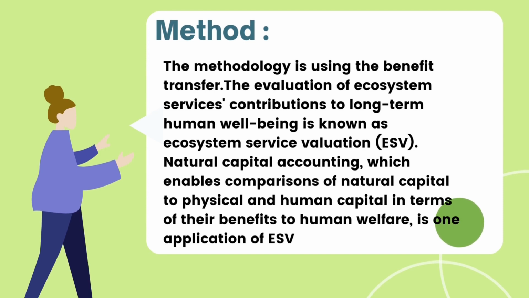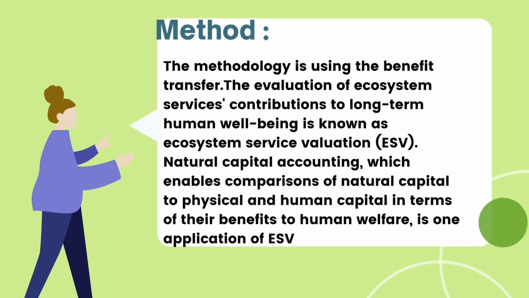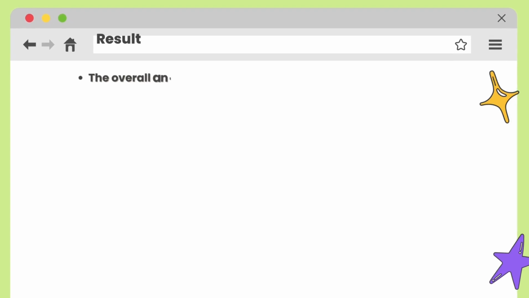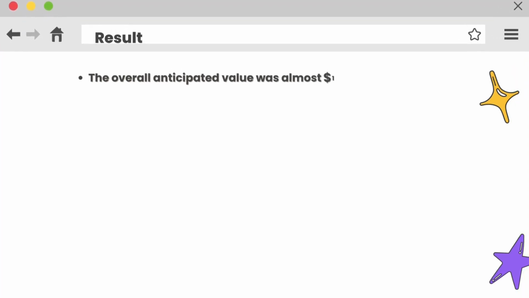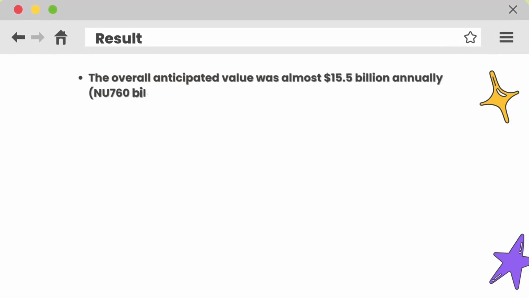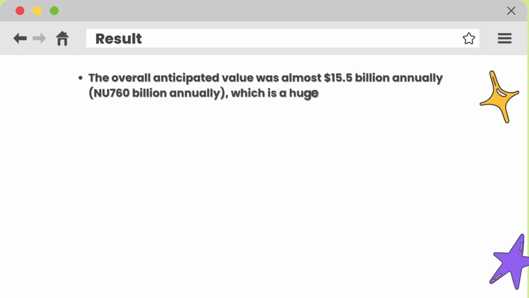The evaluation of ecosystem services' contributions to long-term human well-being is known as Ecosystem Service Valuation (ESV). Natural capital accounting, which enables comparisons of natural capital to physical and human capital in terms of their benefits to human welfare, is one application of ESV. For the result, the overall anticipated value was almost $15.5 billion annually, which is a huge increase over the GDP of $3.5 billion annually.